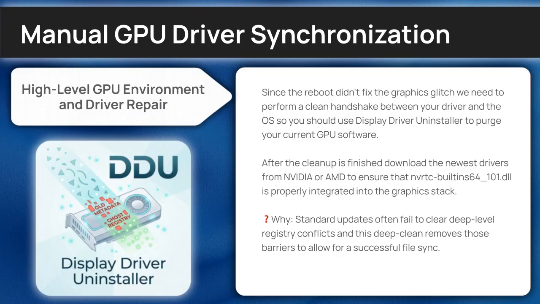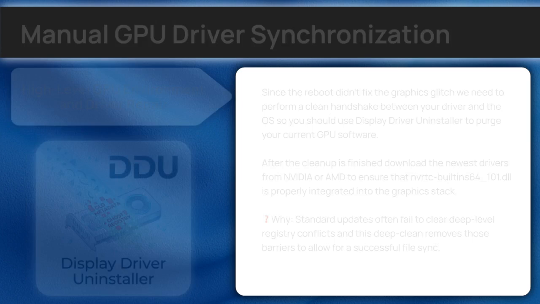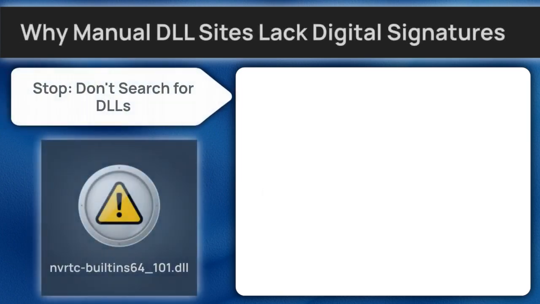Since the reboot didn't fix the graphics glitch, we need to perform a clean handshake between your driver and the OS, so you should use Display Driver Uninstaller to purge your current GPU software. After the cleanup is finished, download the newest drivers from NVIDIA or AMD to ensure that your DLL file is properly integrated into the graphics stack. Why are we doing this? Well, standard updates often fail to clear deep-level registry conflicts, and this deep clean removes those barriers to allow for a successful file sync. To protect your system architecture, I have a few recommendations regarding file authenticity.